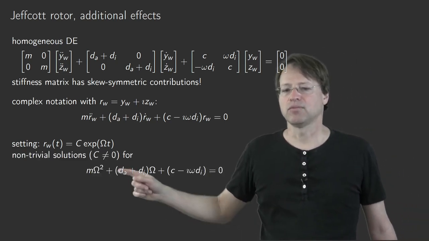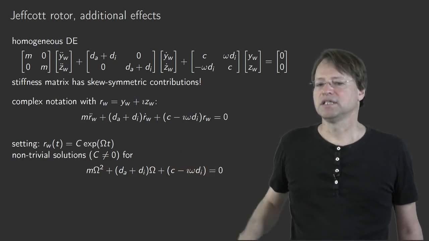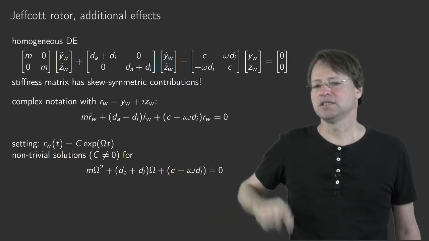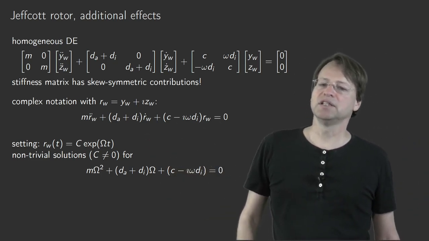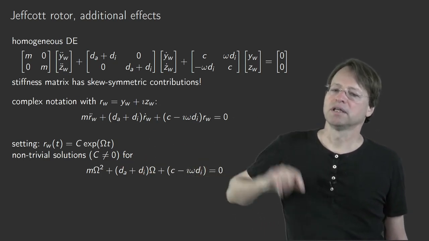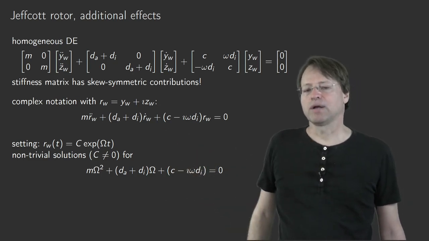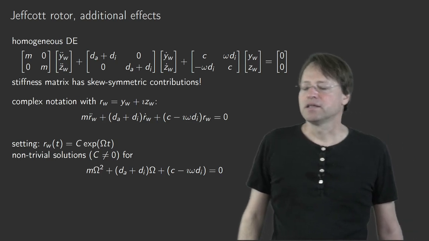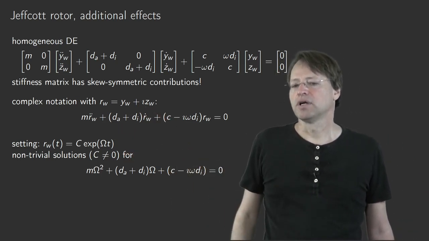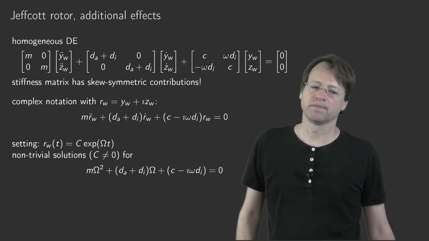I just obtain m omega squared plus dA plus dI capital omega plus c minus i omega dI, and I divide by c times exponential omega t. And this would be my characteristic polynomial in order to determine the capital omega. Now let's have a closer look at that setting here. What is the dangerous case? The dangerous case is that case where you get positive real parts for capital omega. So positive real parts for capital omega have to be avoided.